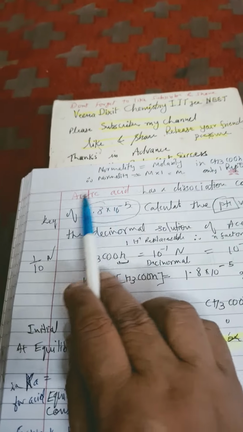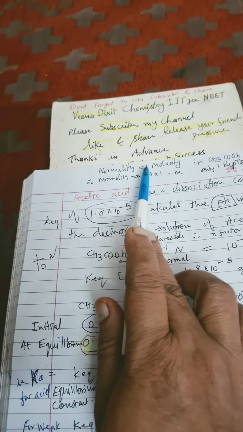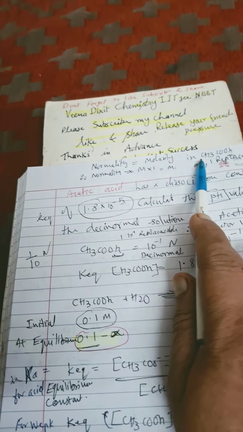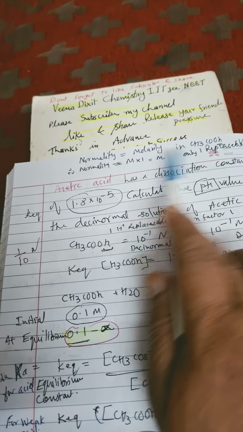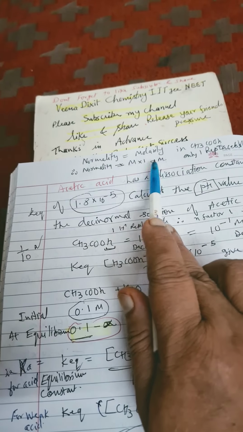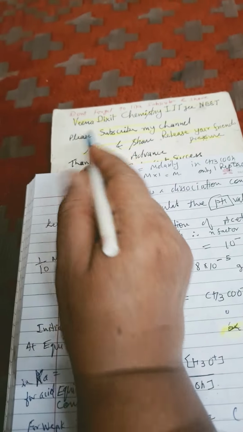Hello student, here we discuss normality is equal to molarity when n factor of acetic acid is 1. So one normal solution will be equal to 1 molar solution. This is the tip of the day.